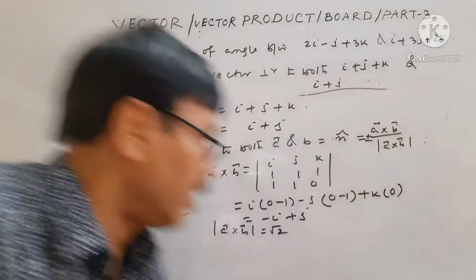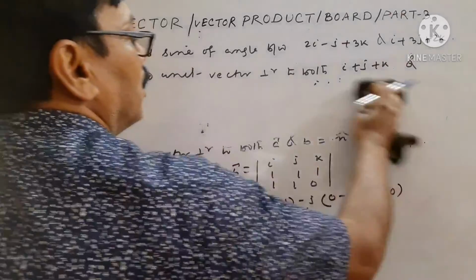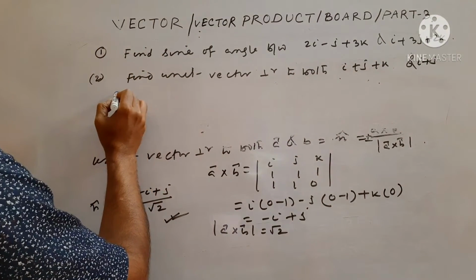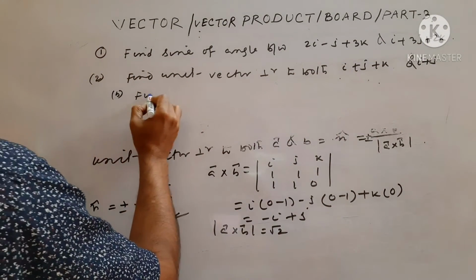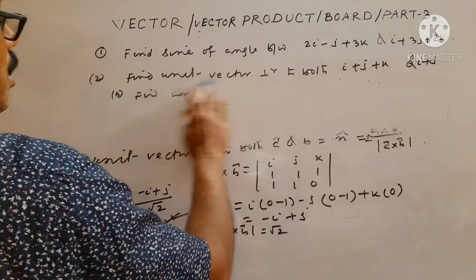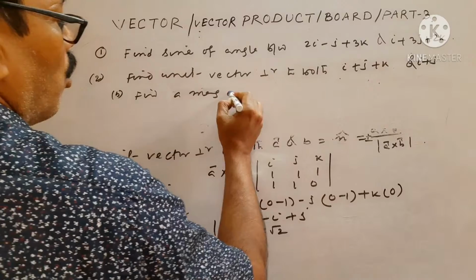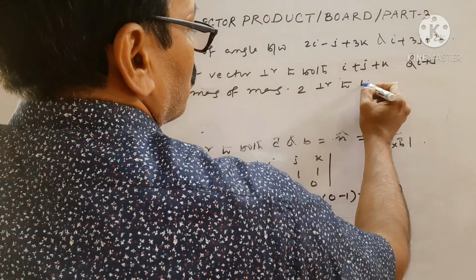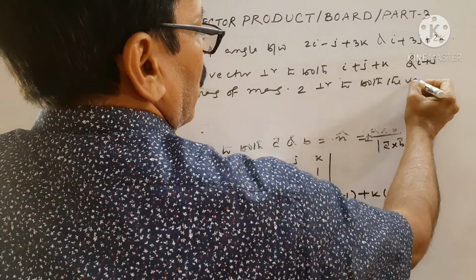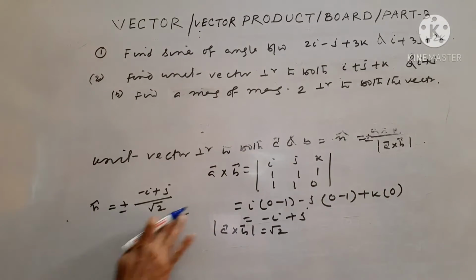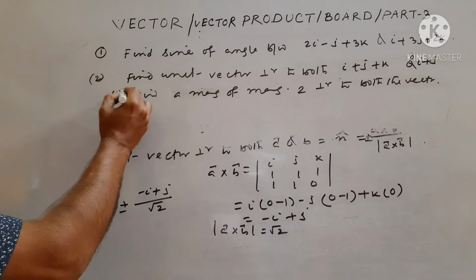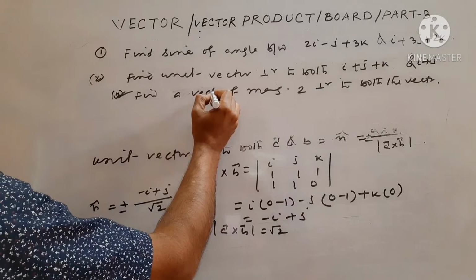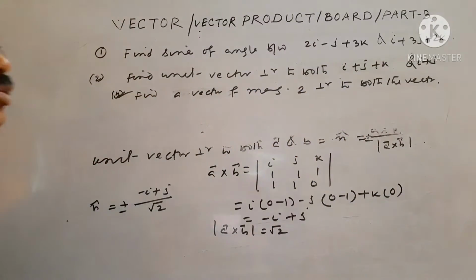Now sometimes it is given, suppose, find a vector of magnitude 2 perpendicular to both the vectors. Now n cap, its magnitude is 1. Now you have to find a vector of magnitude 2 perpendicular to both A and B.